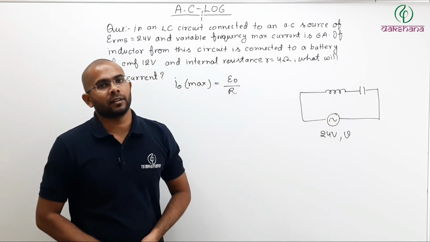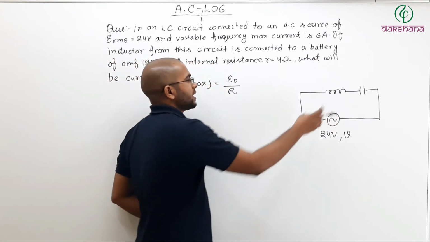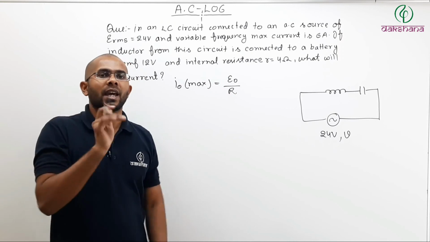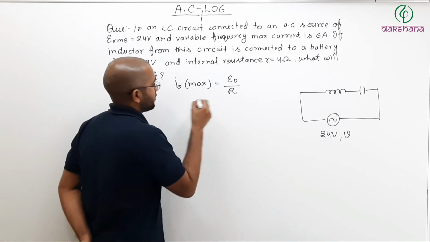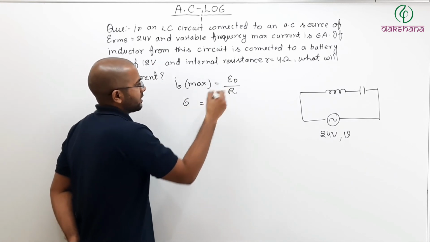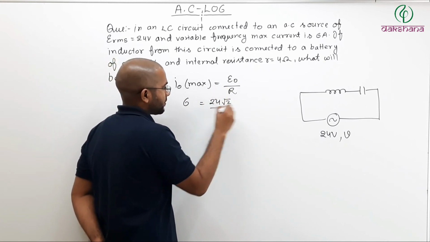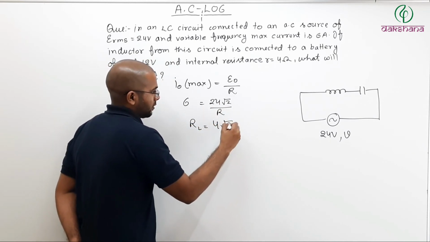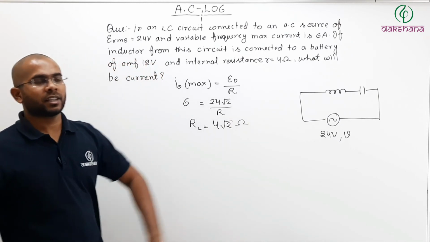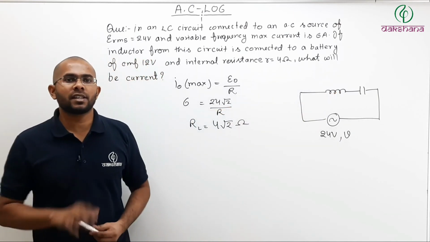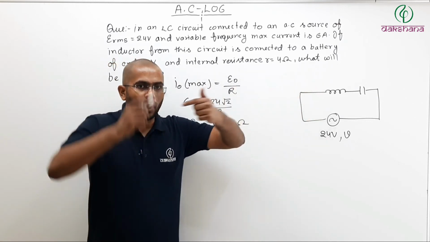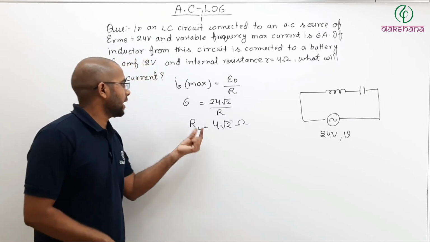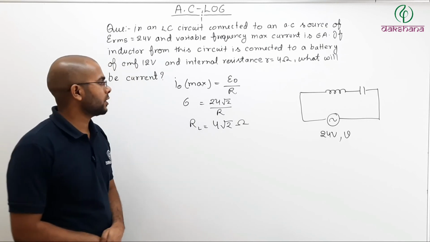As we have solved one question before based on this, I think this inductor is not ideal. So what is happening here? This inductor has some internal resistance. The wire of the inductor has some resistance. So what is that resistance? This I naught maximum is given as 6. This E naught is 24 root 2 divided by R. So this R of the inductor is 4 root 2 ohm. Meaning this inductor is not an ideal inductor. An ideal inductor has 0 resistance. In this case, the wires from which the coil is made have 4 root 2 ohm resistance.